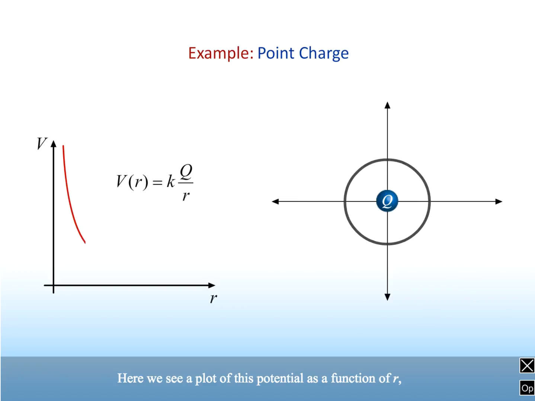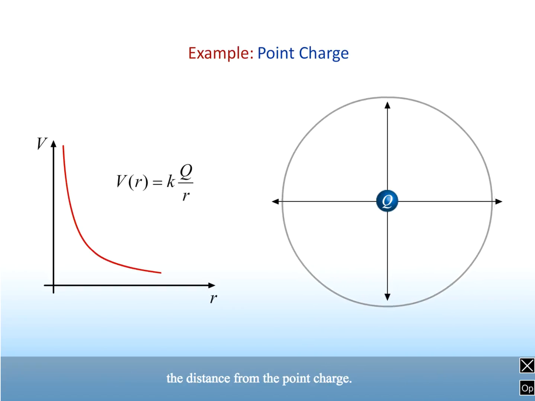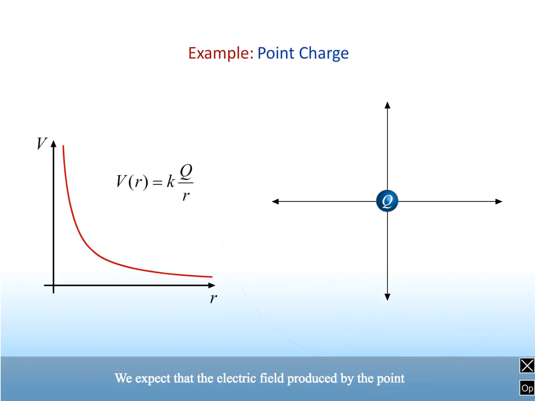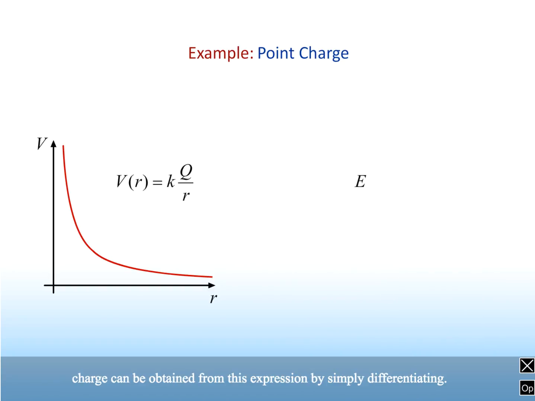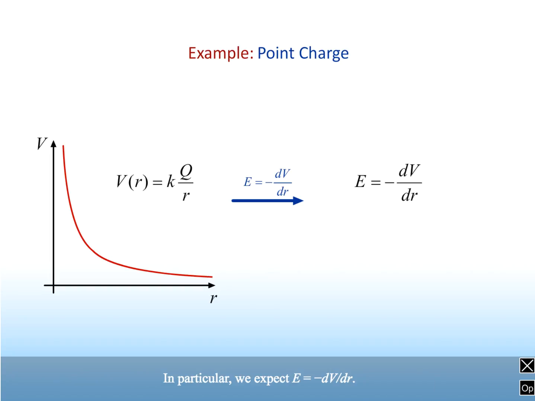Here we see a plot of this potential as a function of R, the distance from the point charge. We expect that the electric field produced by the point charge can be obtained from this expression by simply differentiating. In particular, we expect that E is equal to minus dV/dr. When we differentiate the form for V(R), we do indeed get back the familiar result for the E field produced by a point charge, namely E = kQ/R².